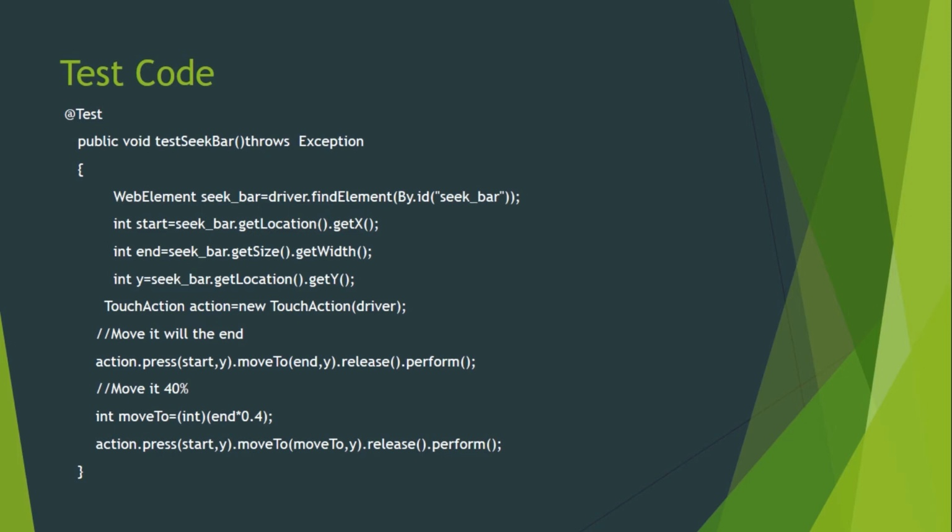This is very interesting. Then if you don't want to move it till the end, if you want to move it 40%, 50% like that, you can use it like this: end into point 4. So instead of moving till the end, you can use end into point 4. I have created an integer variable moveTo where I calculated int of end into point 4 and I passed it here. So it will move 40% of the SeekBar. I think this is very interesting.